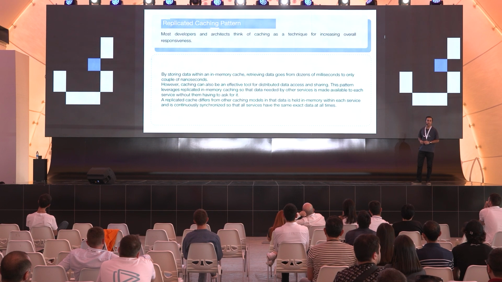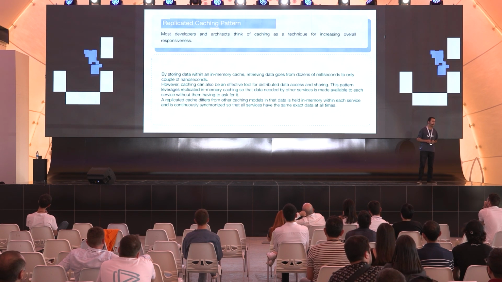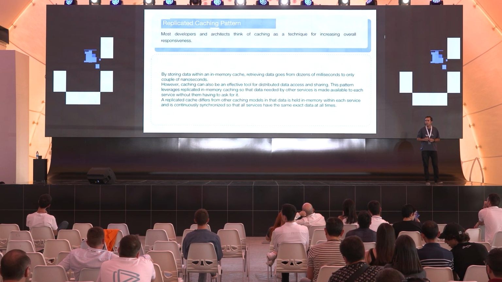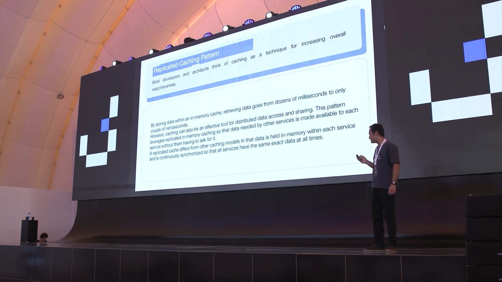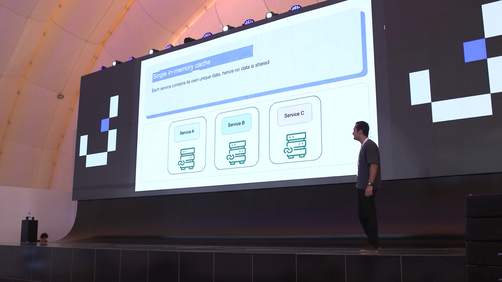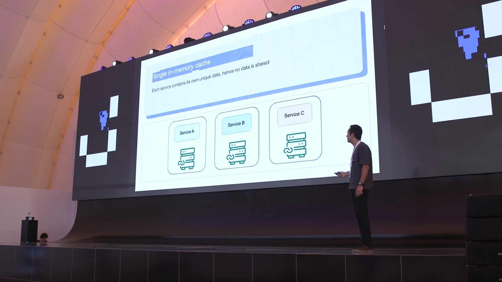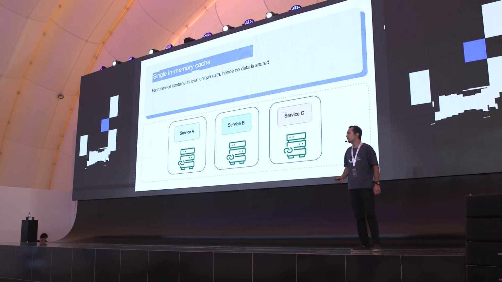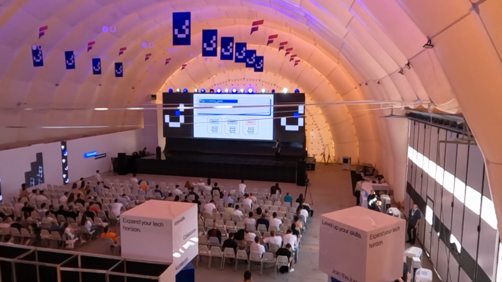Another one is the replicated caching pattern, which is based on the standard caching pattern. In this case, every microservice holds an instance of a cache, which is replicated with the other microservices' caches, and together all the replicas are sharing the same information. So here is the example of a single in-memory cache. Each service contains its own unique data, hence no data is shared. We can see that service C, service B, and service A each have their own instances of the cache.